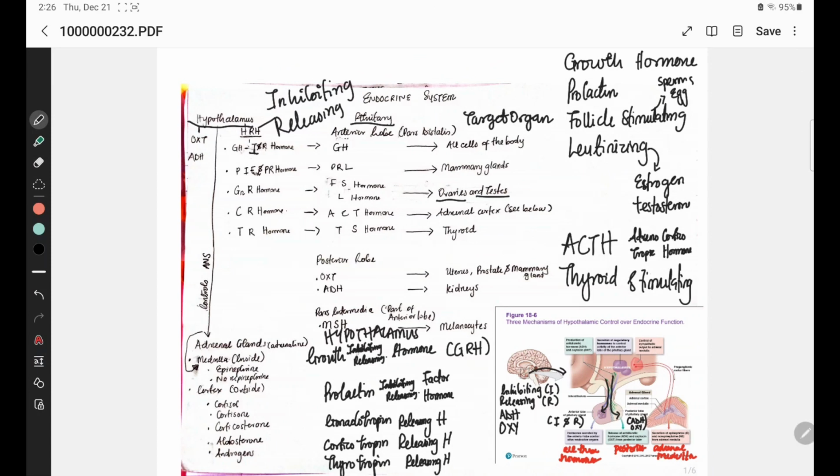So the growth inhibitory hormone tells the growth hormone in the pituitary gland to stop running, and the growth releasing hormone from the hypothalamus tells the pituitary gland to increase the production of growth hormone. And then the growth hormone's target organ is all cells in the body. But basically it goes into this really nice path.